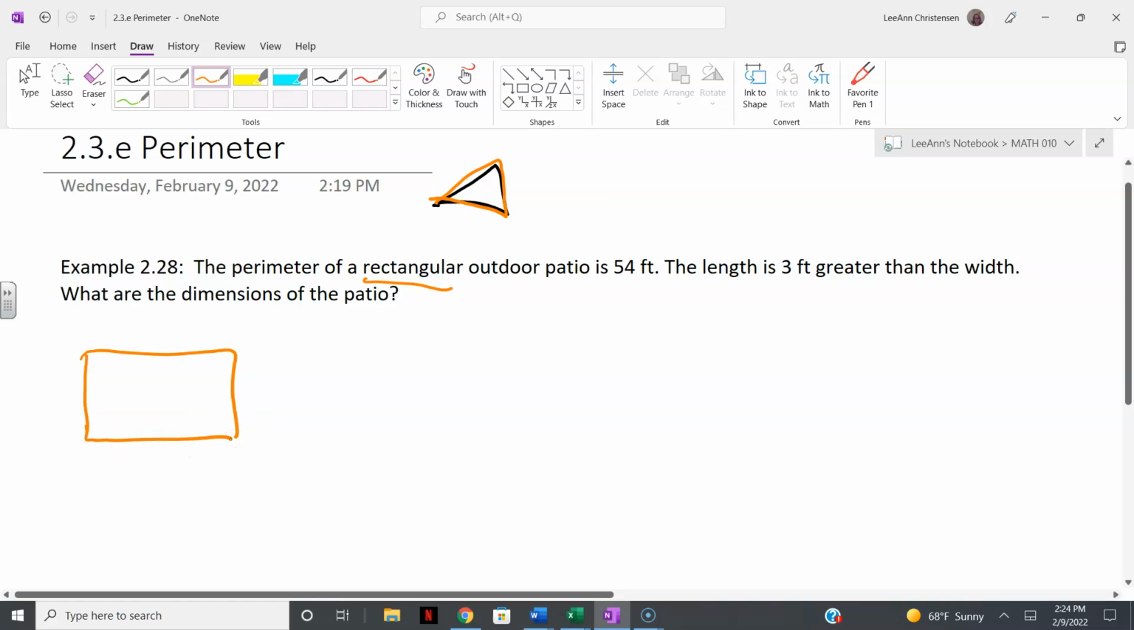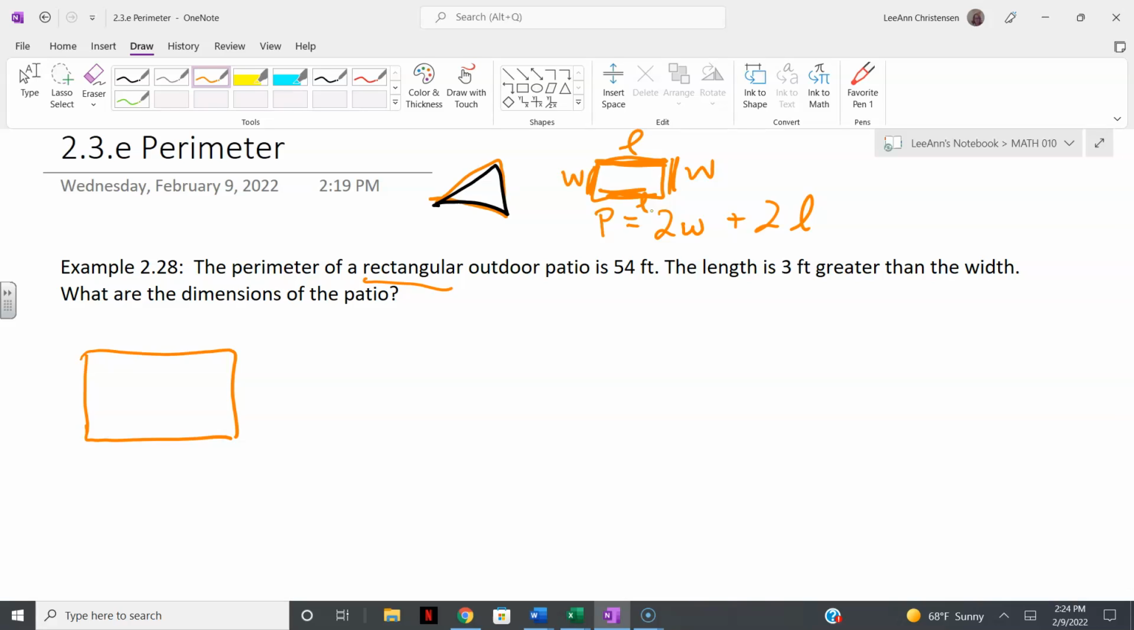So the perimeter for a rectangle is twice the width plus twice the length, because you have two widths. Usually the width is the shorter side, and you have two lengths. I use W for width and L for length. Okay, so that's just a little review on perimeter.